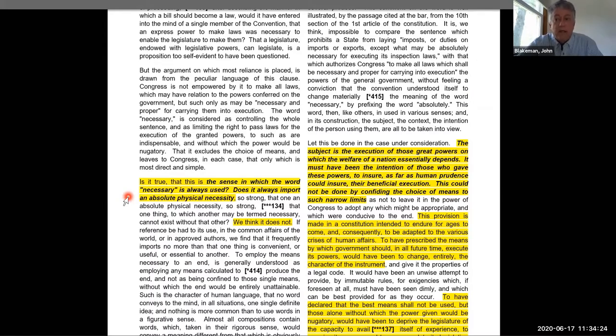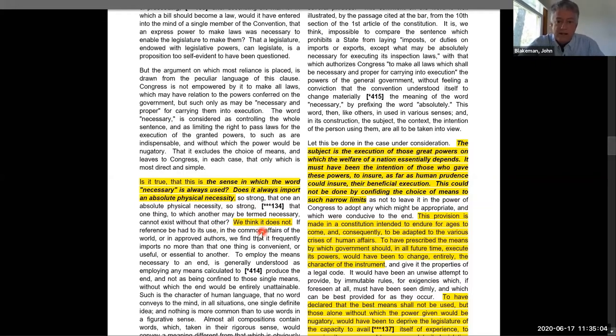All right, so let's spend, well, I edited this opinion for you, so it's more like 10 pages of the real opinion focusing on one tiny word. It's a lot of effort. It may well be worth it. Is it true that the word necessary is always used in this restrictive sense? It always means an absolute physical necessity so strong that one thing to which another may be termed necessary cannot exist without the other. Sorry, there's a typo in there, I just realized. We think it does not.